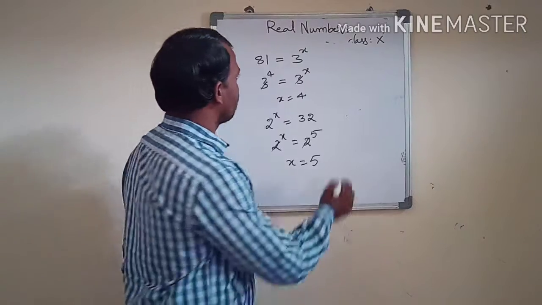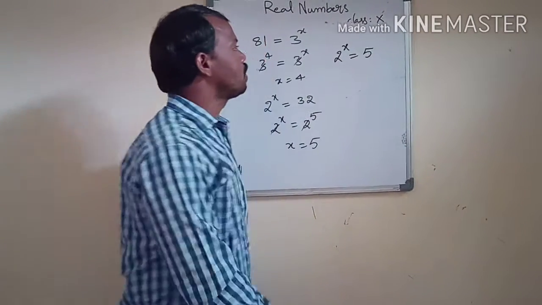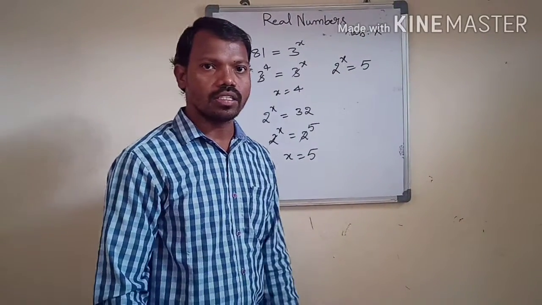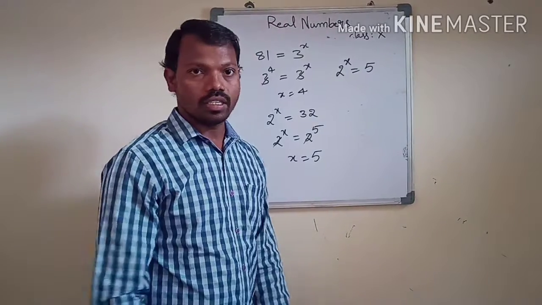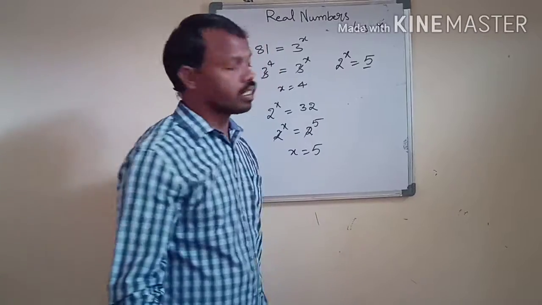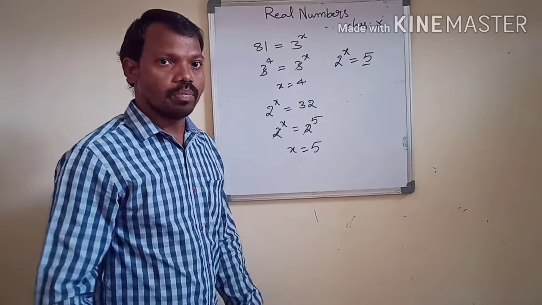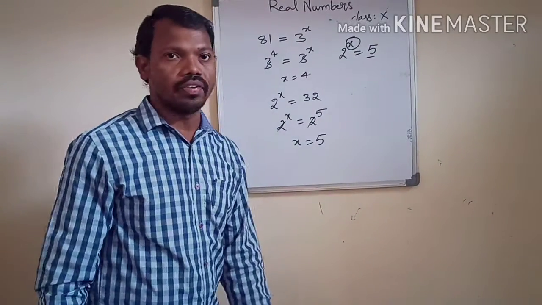Let us see one more example. 2 to the power of x is equal to 5. Is it possible to find the value of x? Here the bases are not equal on both sides, and we cannot express this 5 as a power of 2. So is it possible to find out the value of x? It is difficult to find it.